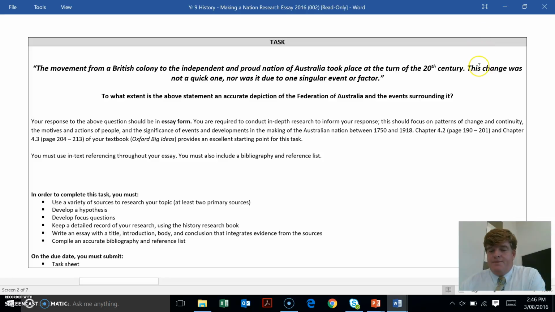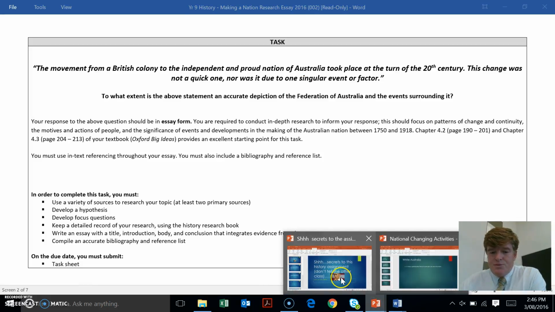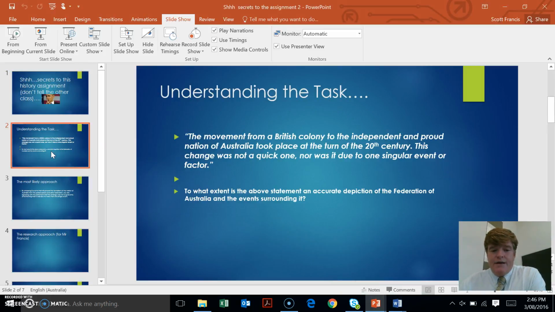However, I think most people will look at this, having read through the textbook, and say, well, there were definitely a number of events that contributed to Australia becoming a nation, and that happened over a period of time. So in this case, that would lead you to agree with this statement, that change was not quick, that it happened over time, and that was due to a number of events and factors. And that's where I wanted to start in the presentation. Having a look and checking that we understood this comment and what we're actually trying to discuss.